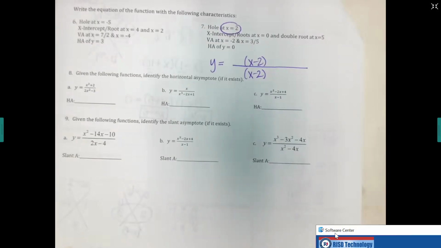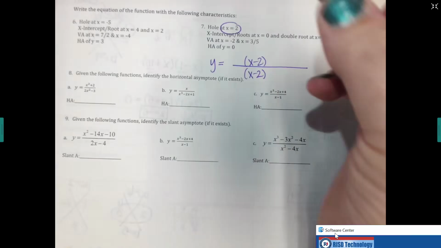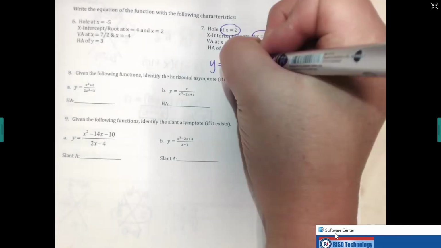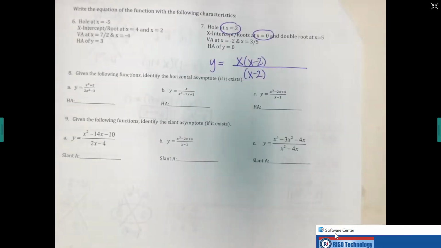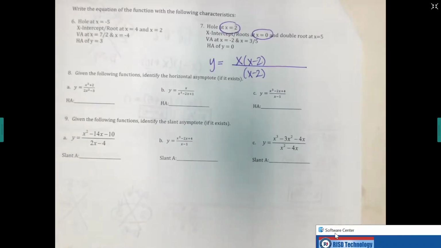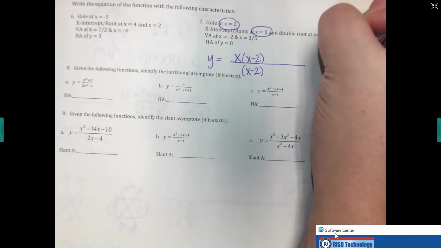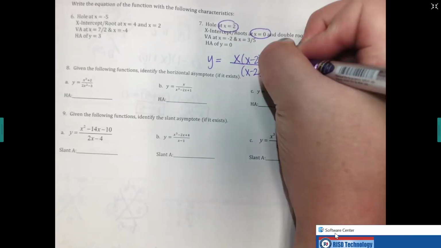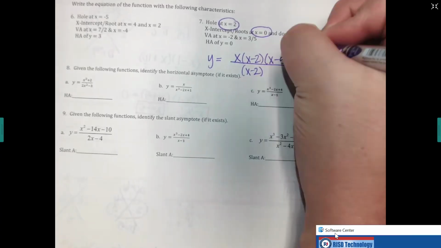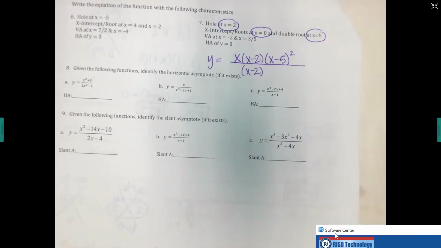Second thing I want is an x-intercept. Are those top or bottom? Top. And if I want a root at 0, do you remember you put the x on the outside? So put an x on the outside on top. Then it says that I want a double root at 5. So I'm going to do x minus 5. And then remember the double means you can either write it twice or put a squared.